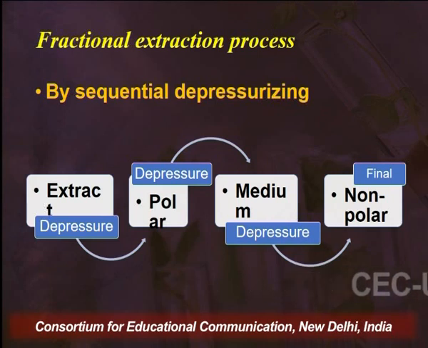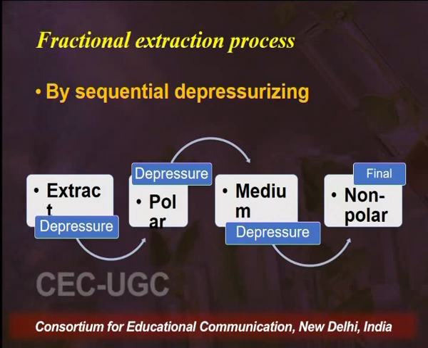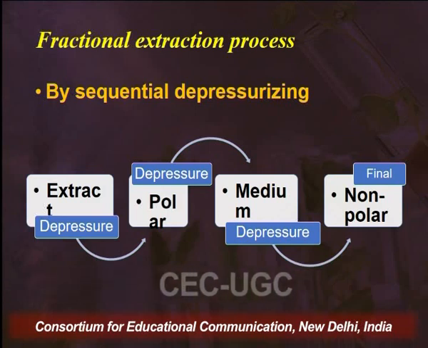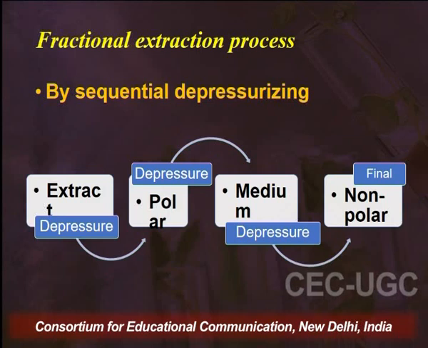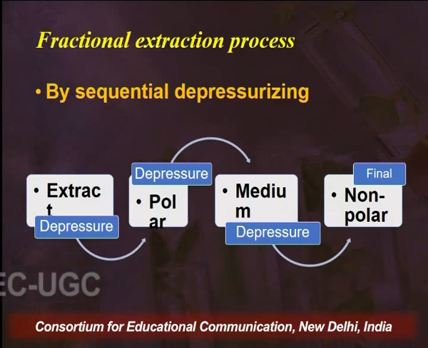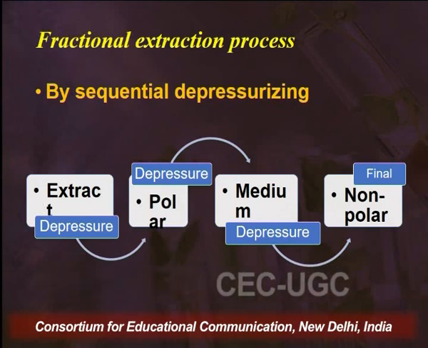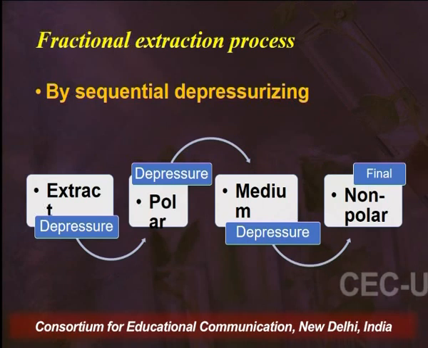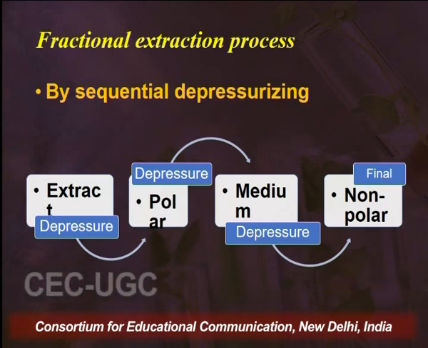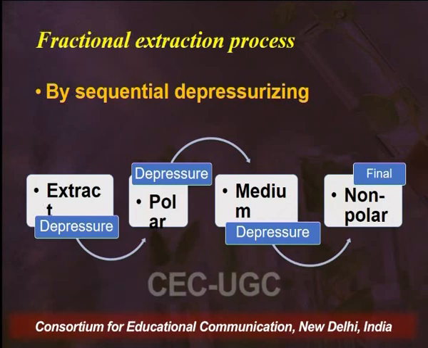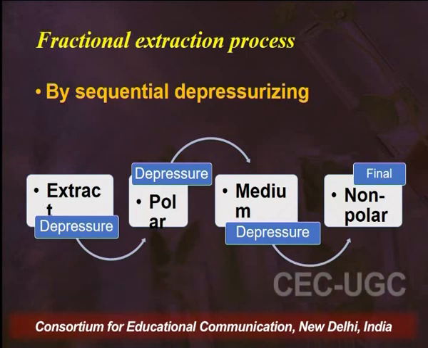Then in the second step of depressurization, the pressure on the extract is further reduced, which further decreases the solubilizing power of carbon dioxide, and thereby the medium polar constituents get separated. And in the final step, it is depressurized further in order to get the pure fraction containing the non-polar constituents. So this is another way by which we can go for the fractional extraction process.